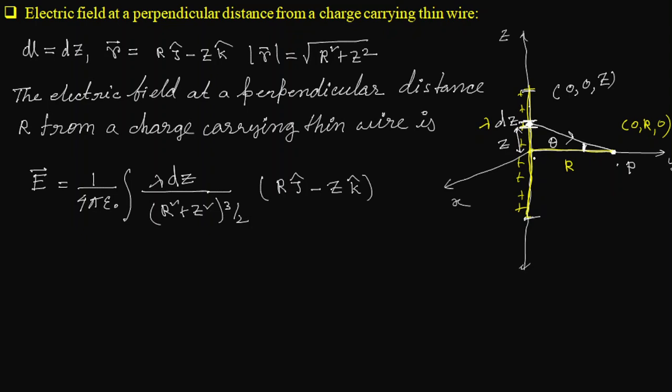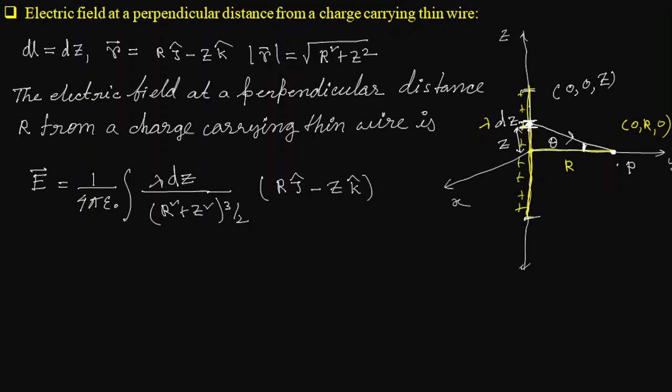What will be the benefit of doing this? Then we can easily calculate the electric field for infinite or semi-infinite wire, or if this point is lying on the bisector of this wire. So for that, we are trying to replace this z by the variable theta.